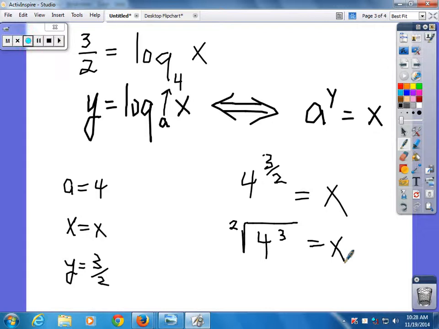Okay? So I'm going to do 2 ways. I'm going to say the square root of 64 is 8. Or I'm going to say 2 to the third power is equal to 8. You can do it 2 different ways. The square root of 4 is 2, 2 to the third is 8. Or 4 to the third is 64, and the square root of 64 is 8.